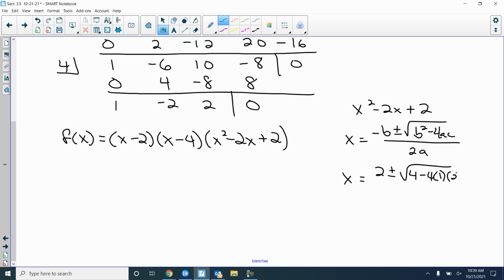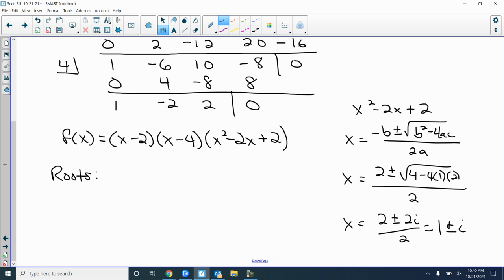C is 2. And I get what, negative 4 in there? What's the square root of negative 4? It's going to be 2i divided by 2. So I'm going to end up with 1 plus or minus i. So our roots are going to be 2, 4, 1 plus i, 1 minus i.